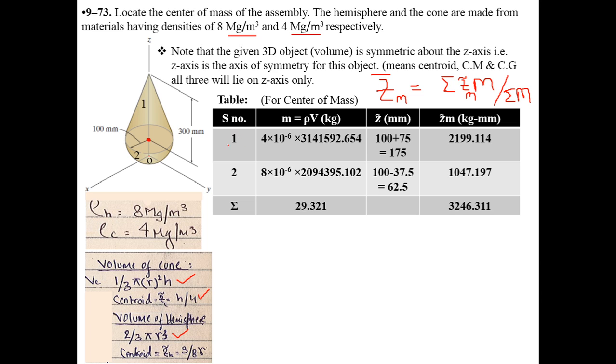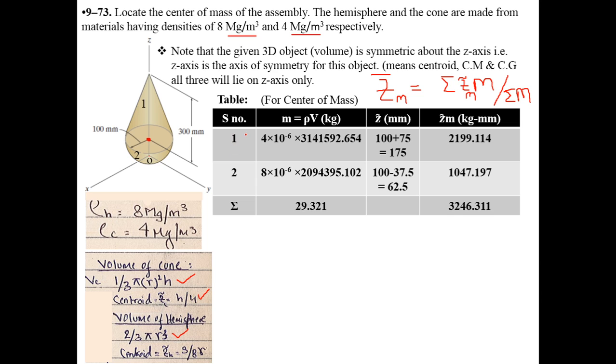So we have two volumes here. Number one is the cone, number two is the hemisphere, and we need to calculate their mass. So the first column is of mass. And how to calculate mass? Mass is simply density times volume. Density is given to us, and we have the formulas for volumes as well. So we just have to substitute the values of the radius of the cone and the radius of the hemisphere and get the volumes for the individual 3D objects.